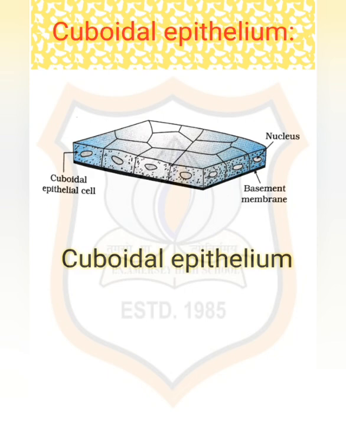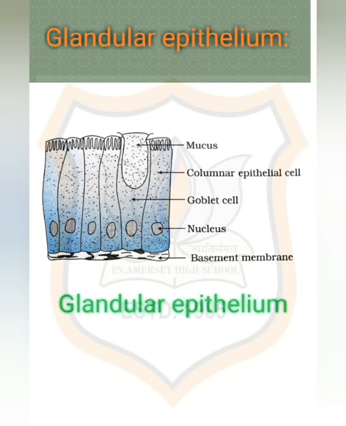Next, cuboidal epithelium. Cube-shaped cells we are observing in the diagram, forming lining of kidney tubules and ducts of salivary glands. Function is to provide mechanical support. Next, glandular epithelium. Portion of the epithelial tissue folds inwards and forms multicellular gland, secretory in nature.